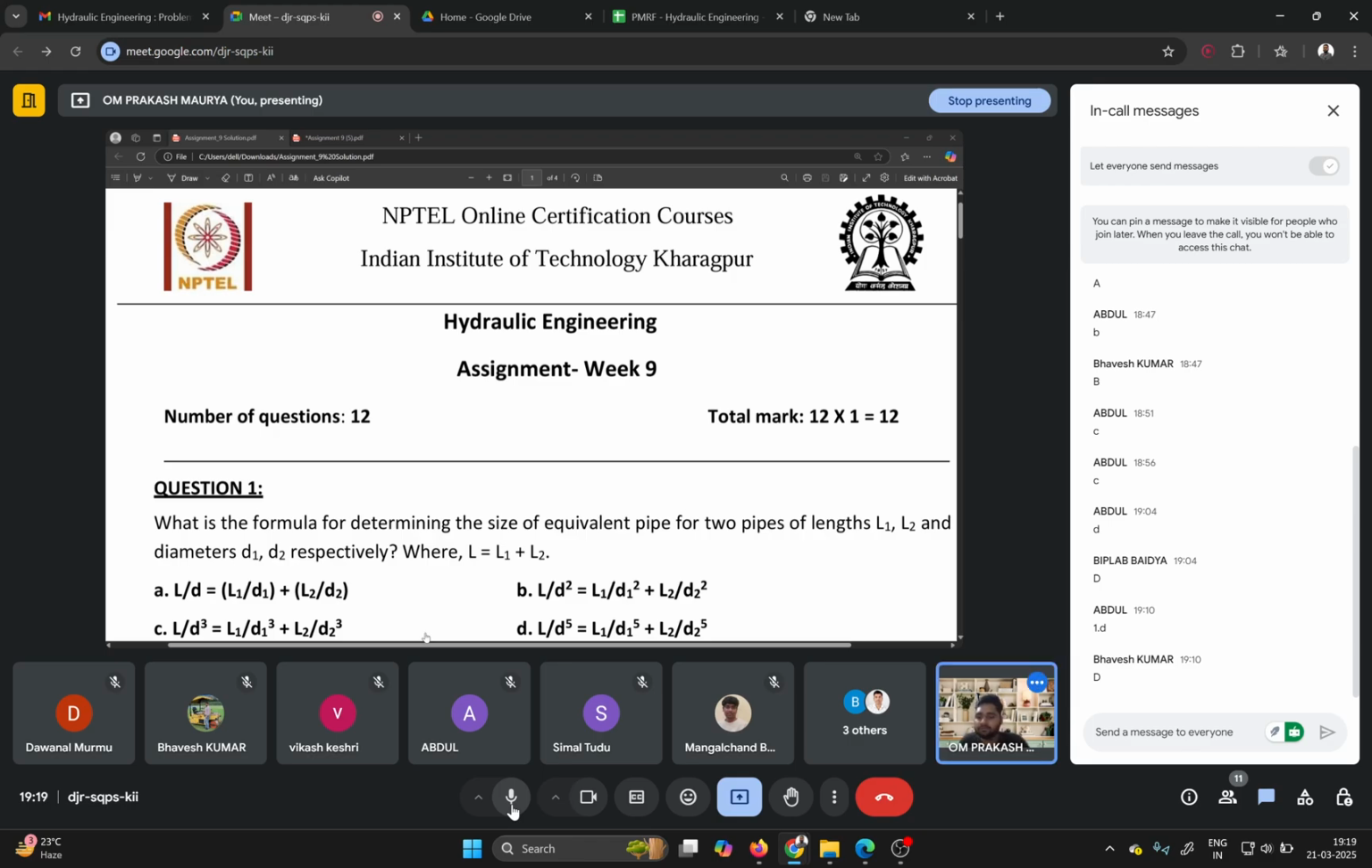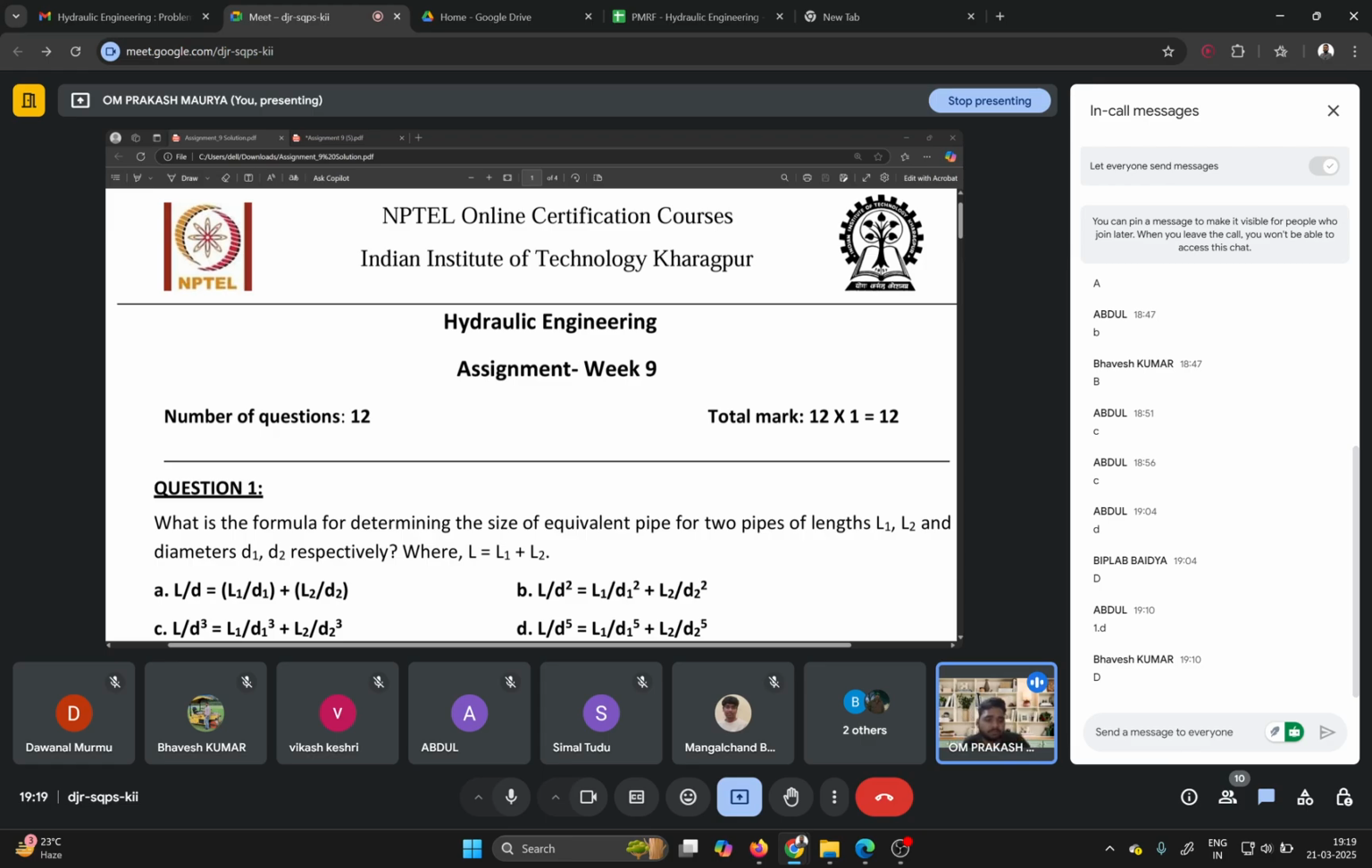Okay. So the first question is, so anyone? Okay, first D, you are telling option number D. Okay. So Abdul is telling D, Bhav is also telling D. Okay, the question is: what is the formula for determining the size of equivalent pipe for two pipes of length L1 and L2 and diameter D1 and D2 respectively, where L is equal to L1 plus L2.